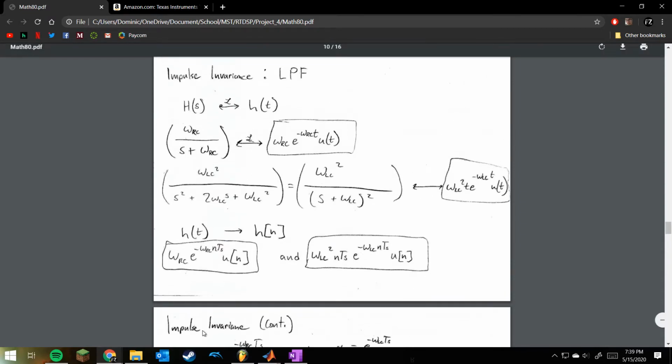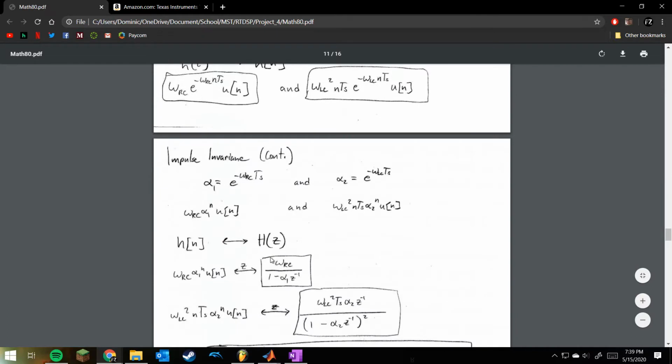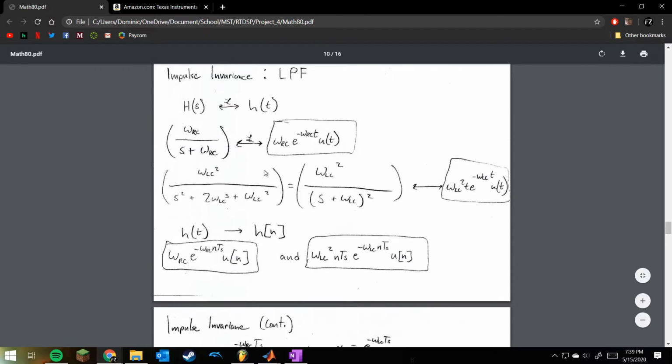Sorry, bam, bam, bam, bam. There. There is the transfer function for the RC low pass filter. The LC low pass filter is given here. So I sort of did them at the same time, which is a little bit confusing to look at.